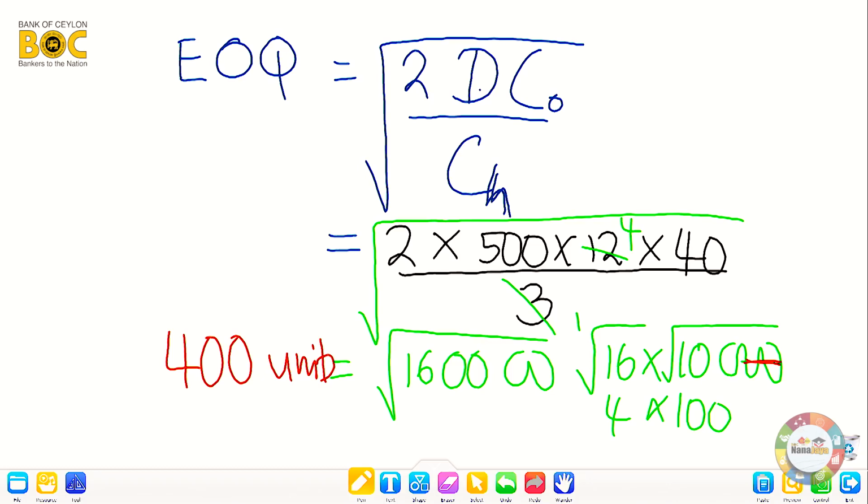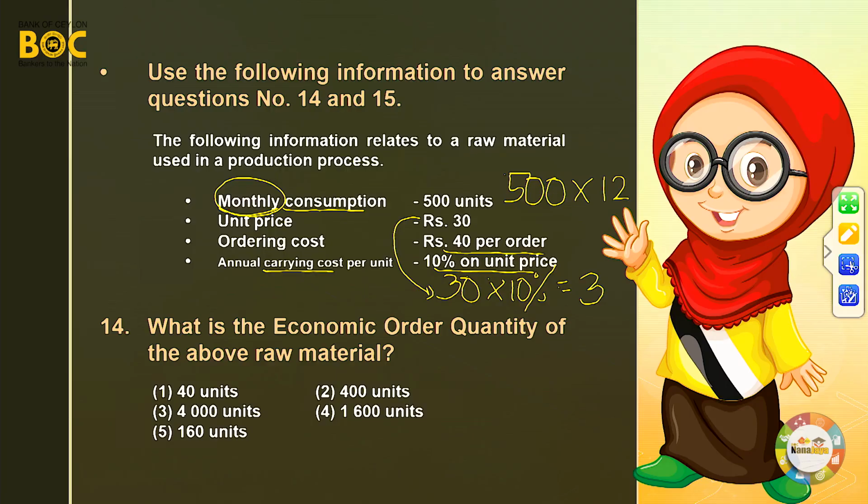400 units, the economic order quantity. Answer number 2, 400 units.